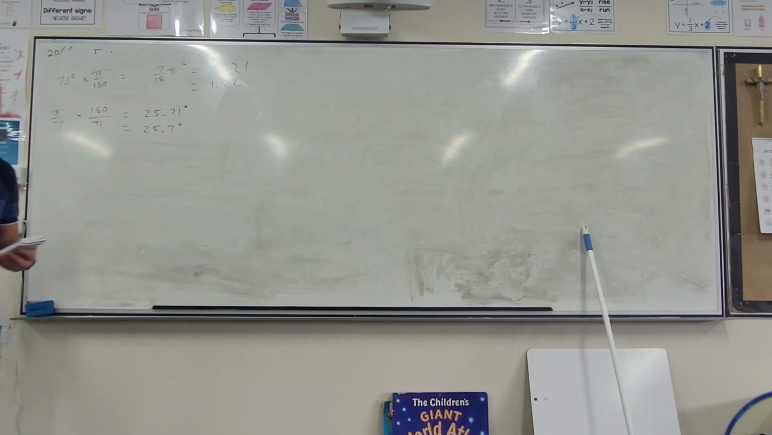25.7. All right, full marks there. Whatever your calculator spits out, that's how we should answer it. Okay, let's move on to number 2.